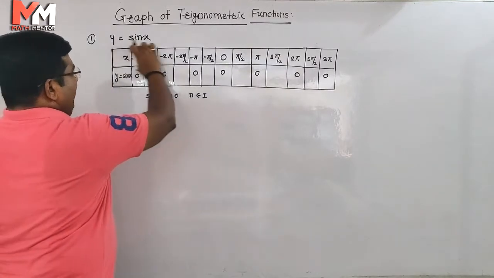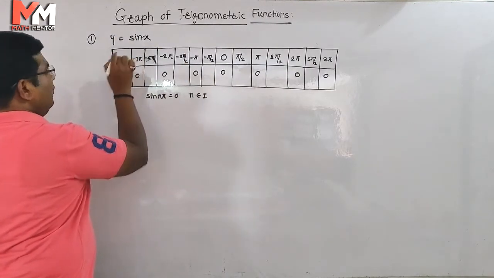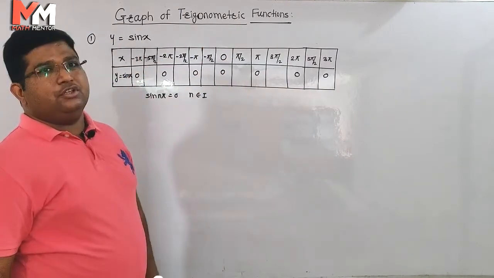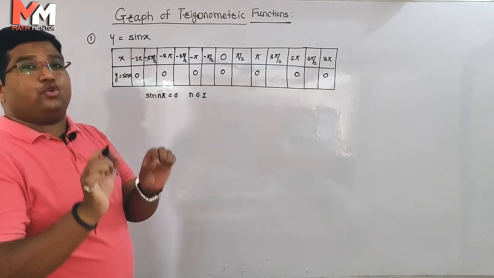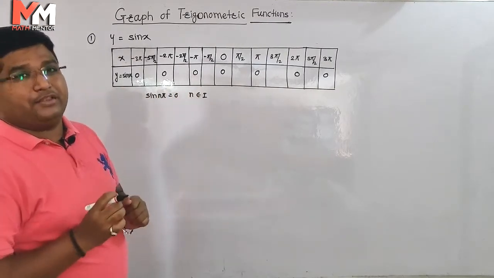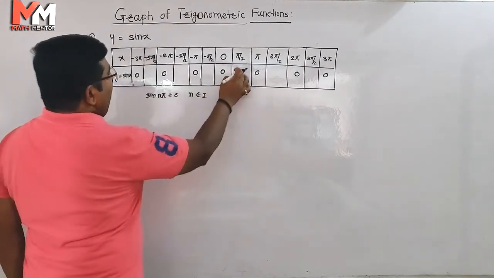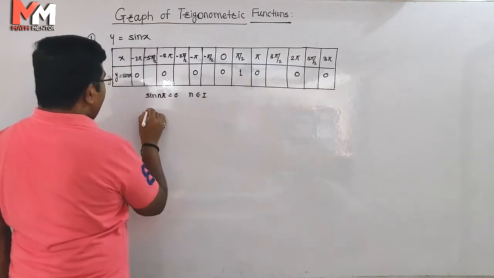This first row is the domain of the function. Domain is the real numbers when we are talking about trigonometric functions. Real numbers and angles measured in radian are to be considered the same. That is the domain. So domain is R. Now, what is the value of sin pi by 2? It is 1.